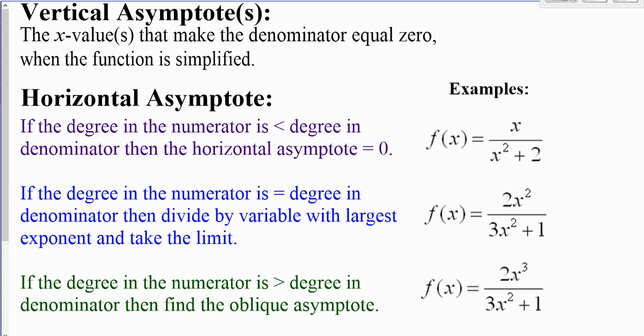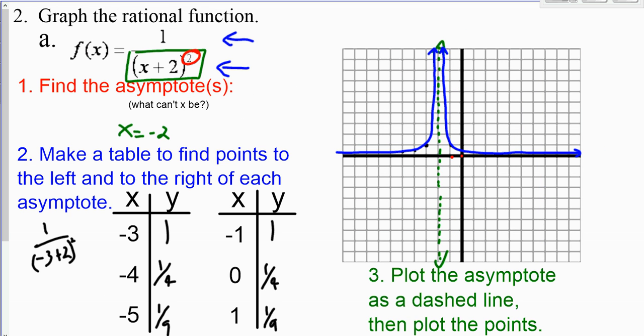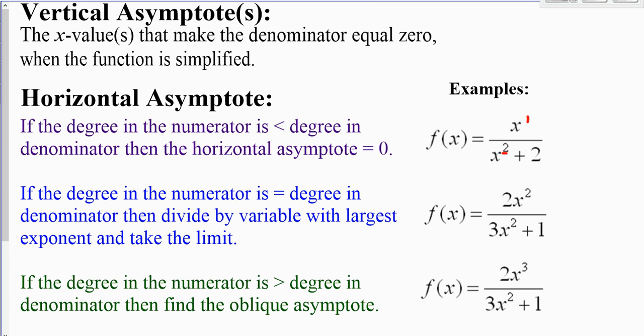Okay, some horizontal asymptotes. So we know vertical asymptotes is what makes our denominator 0. Well, horizontal asymptotes, we have 3 different cases. One, it's when the numerator's degree is less than the denominator. Then that horizontal asymptote is 0. So x to the first is smaller degree than x to the second. Notice all the ones we did previously were of that case, and that's why we had a horizontal asymptote at 0. So that won't always be the case.